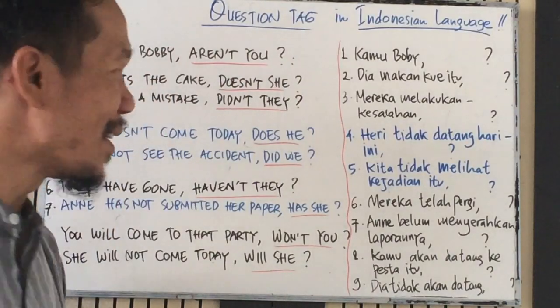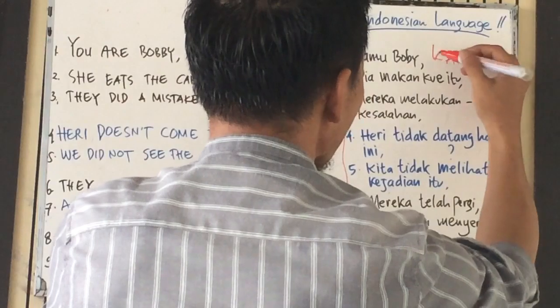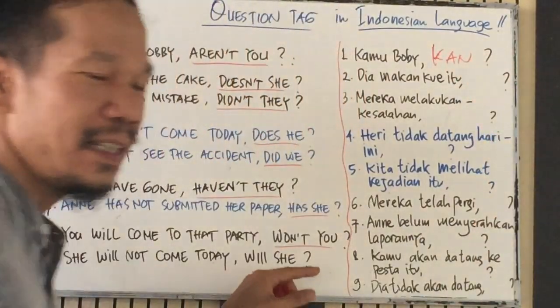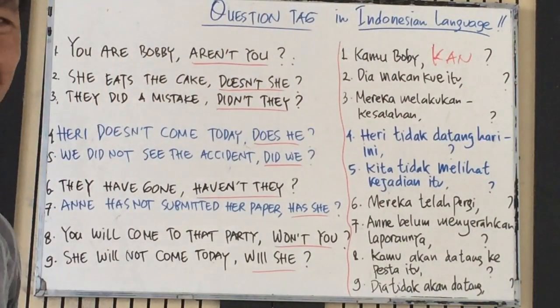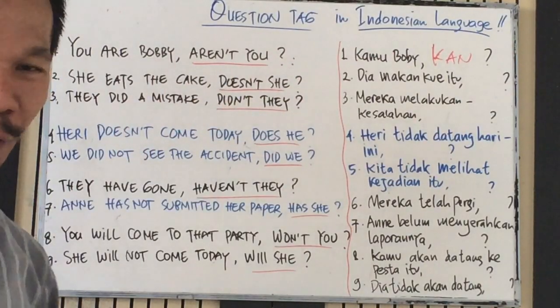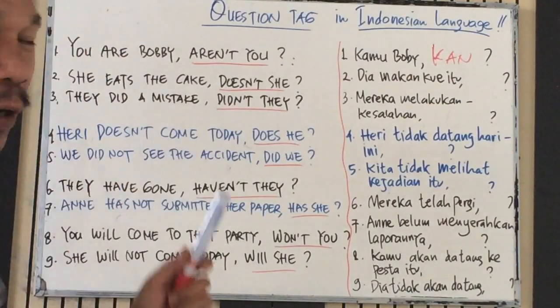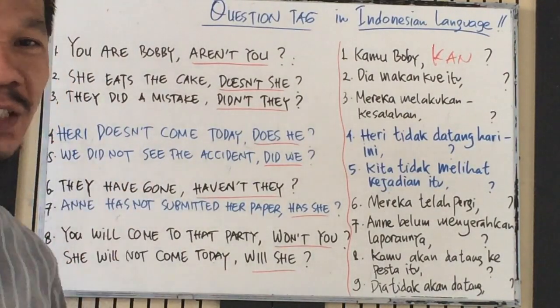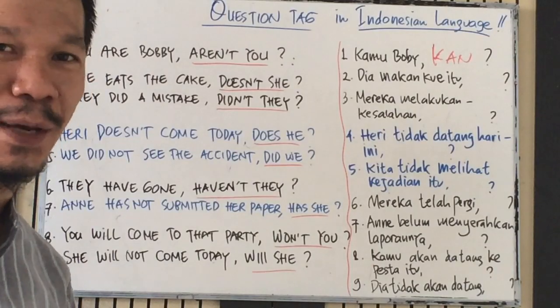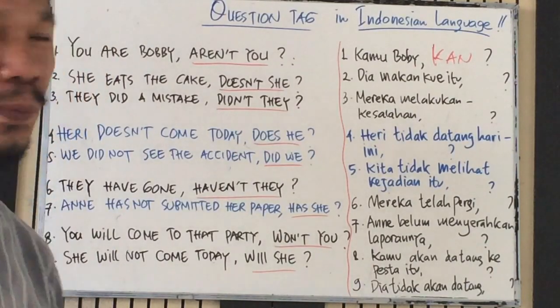You are Bobby, aren't you? So in Bahasa Indonesia, kamu Bobby kan? So we add kan at the end of the sentence. Okay, kamu Bobby kan? You are Bobby, aren't you? Kamu Bobby kan? If the answer is yes I am, or yes I am Bobby, or no I'm not Bobby, saya bukan Bobby.